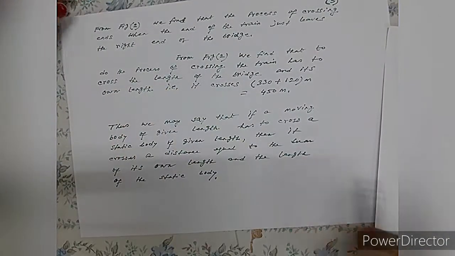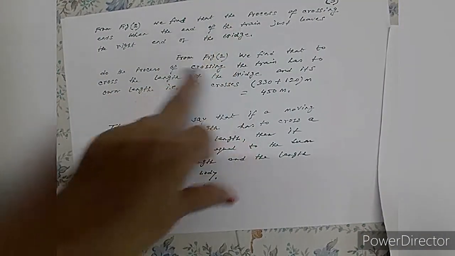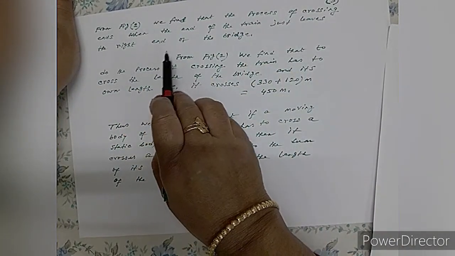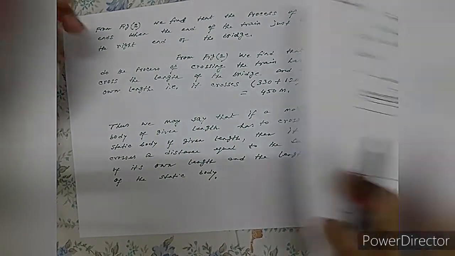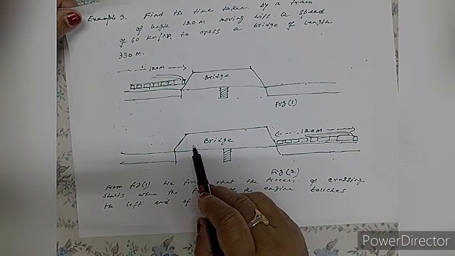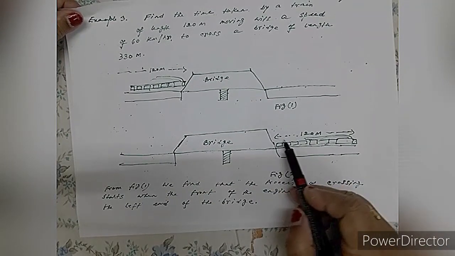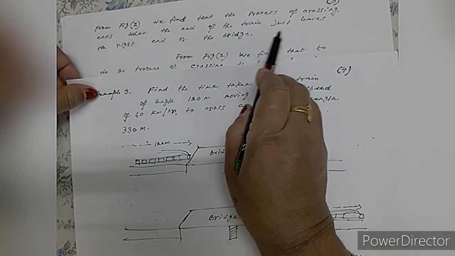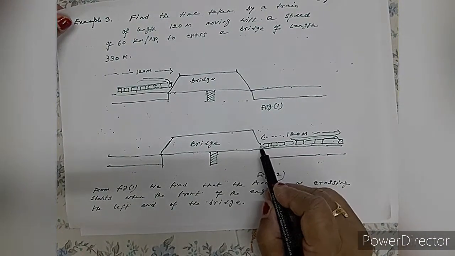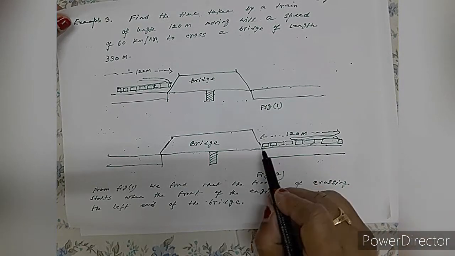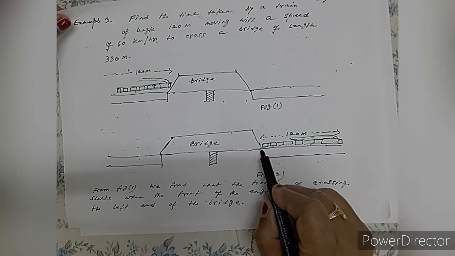And from figure 2 we find that the process of crossing ends when the end of the train just leaves the right end of the bridge. You see, the train has crossed the whole bridge and the process ends right here, when the end of the train just leaves the right end of the bridge.